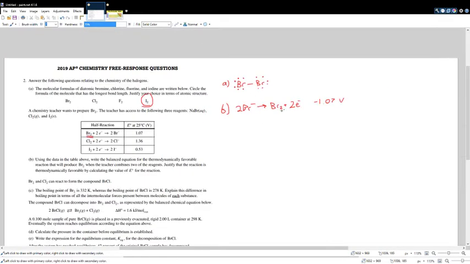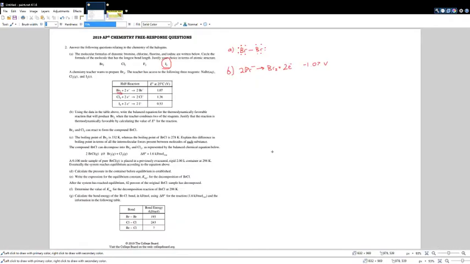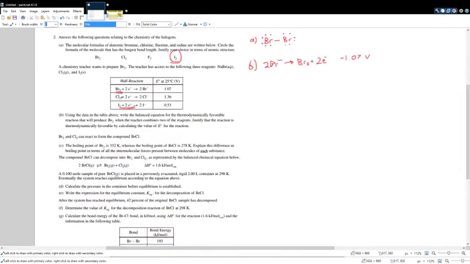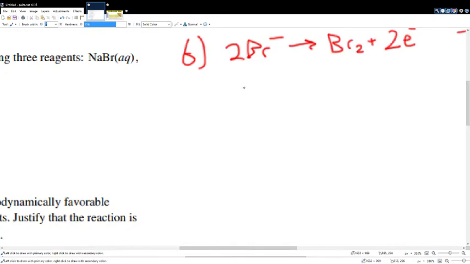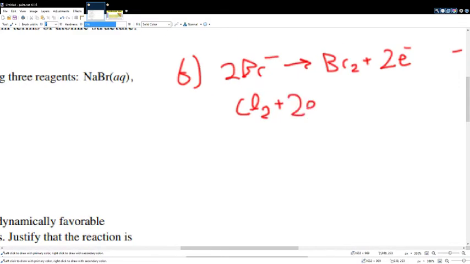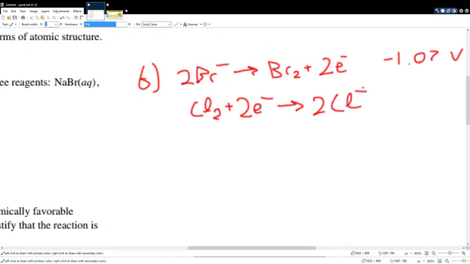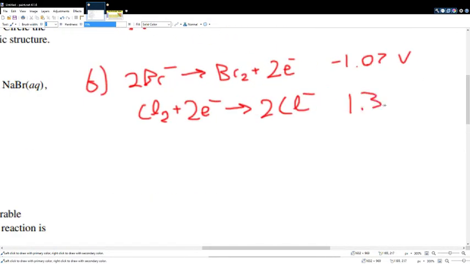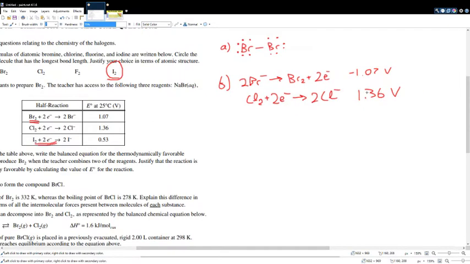volts. And for something to be thermodynamically favorable, that means that this cell potential has to be positive. And if you add the bottom reaction right here to this, you'll get a negative total cell potential. So the reaction below this, the second half reaction, will have to be Cl2 plus 2e minus turns into 2Cl minus, and that has a cell potential of 1.36 volts.